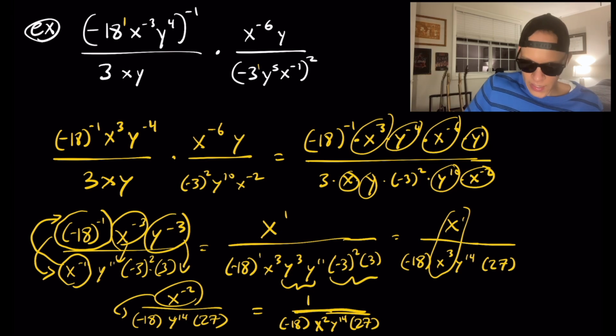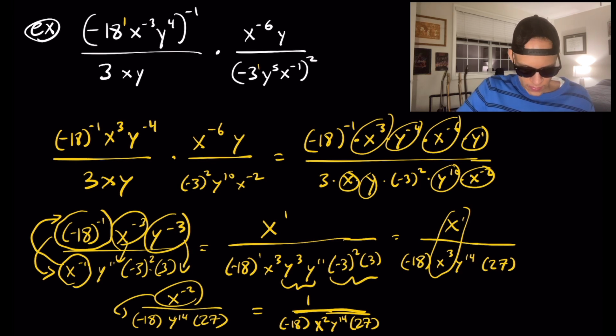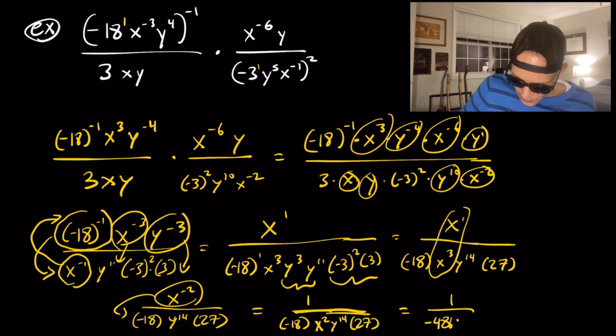I can multiply negative 18 by 27. I don't know what that is off the top of my head, so negative 18 times 27 is going to be negative 486 x squared y to the 14th. And there you have it.